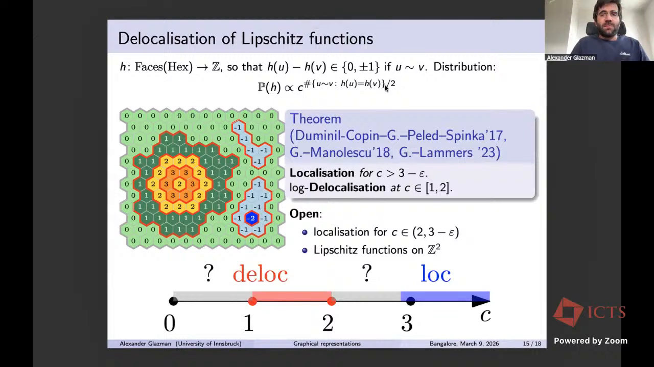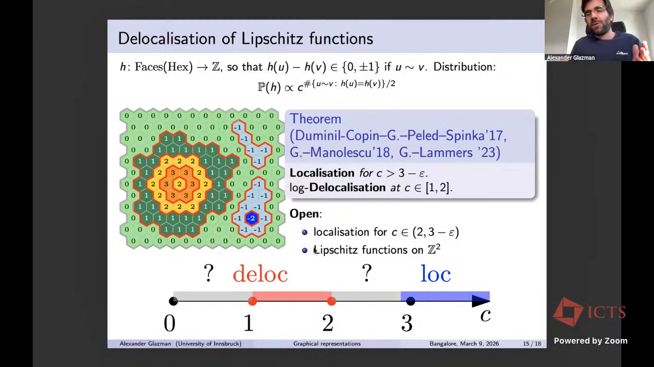What is known about this model, which we proved in several works, is that if you have this C above 3 minus epsilon, then you have localization. Again, the C favors the flat points, flat edges. So if you have large C, you have a flat function. If you have small c, you have a rough function. Between 1 and 2, we prove that there is delocalization. And so far, we don't know what happens between 2 and 3 minus epsilon. One expects it localizes, but we don't know this.